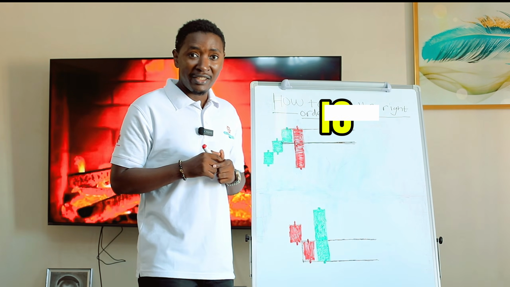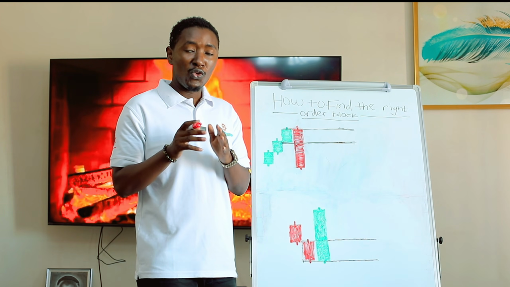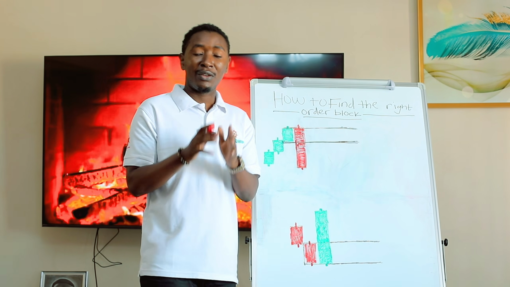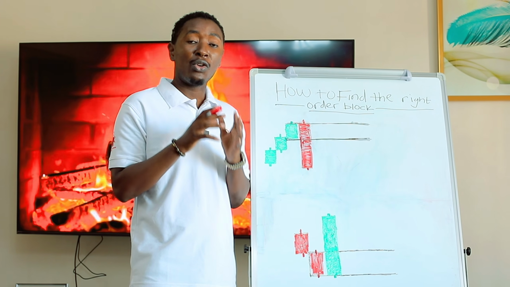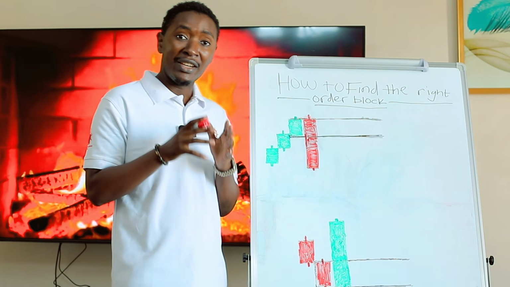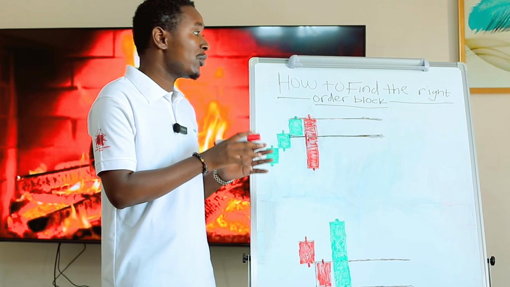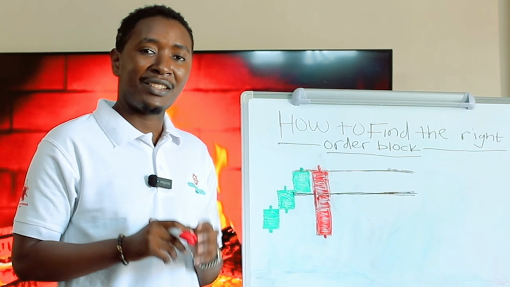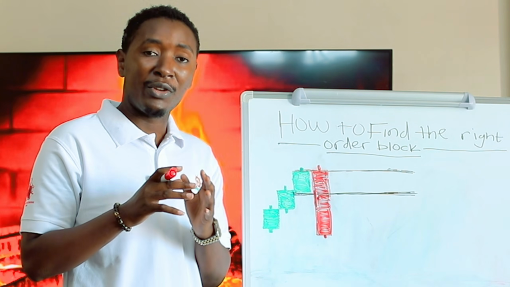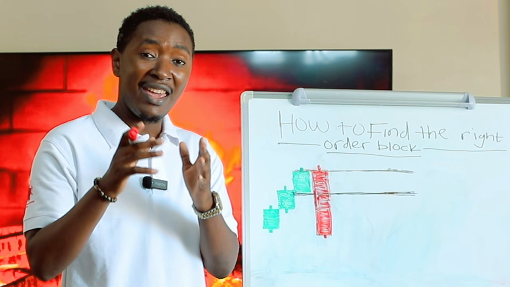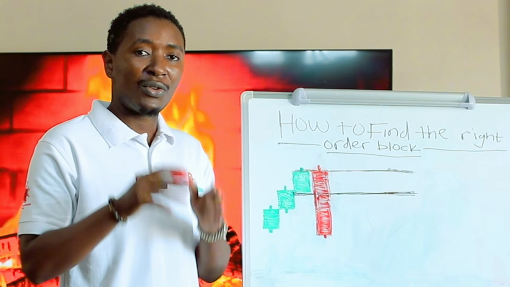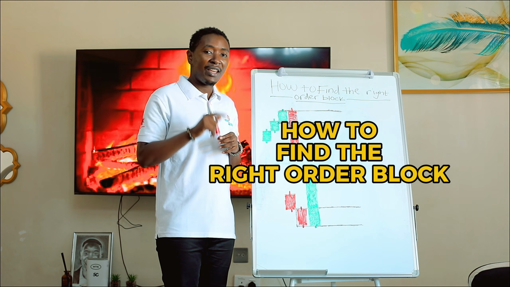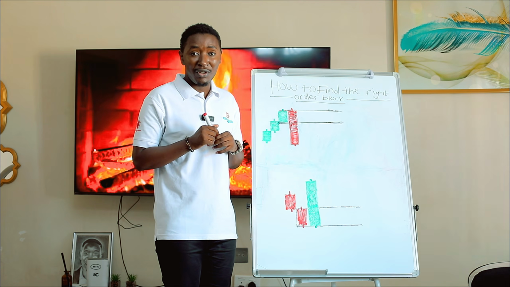Have you ever heard about ICT? If yes, then you might also know about order blocks. But many people ask themselves why their order blocks do not work. The reason is simple: they do not know how to find the right order block. As a matter of fact, they do not even find the order block itself, and they think they have. So here I'm going to tell you how to find the right order block, and I believe that information is going to help you.